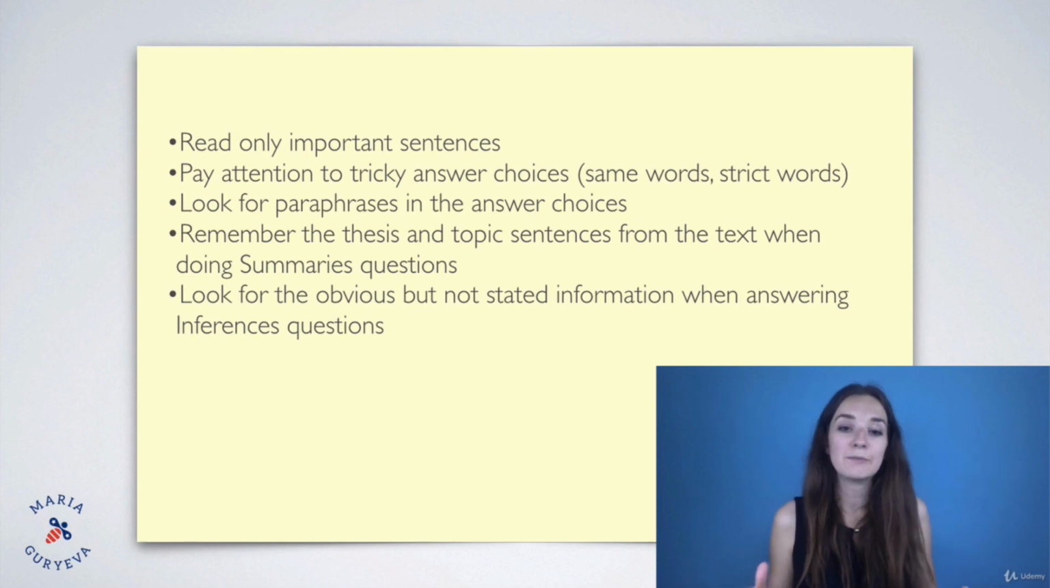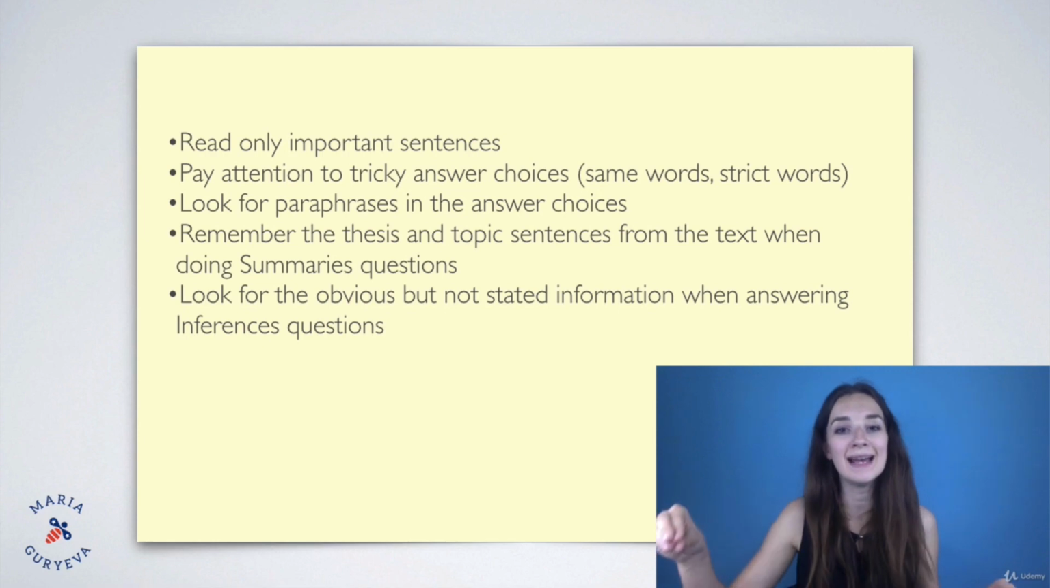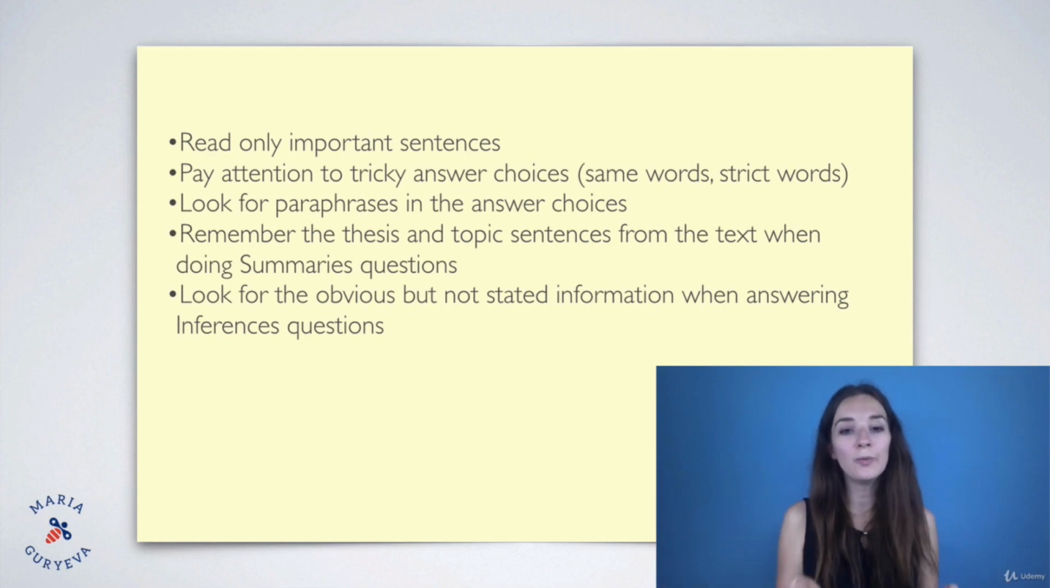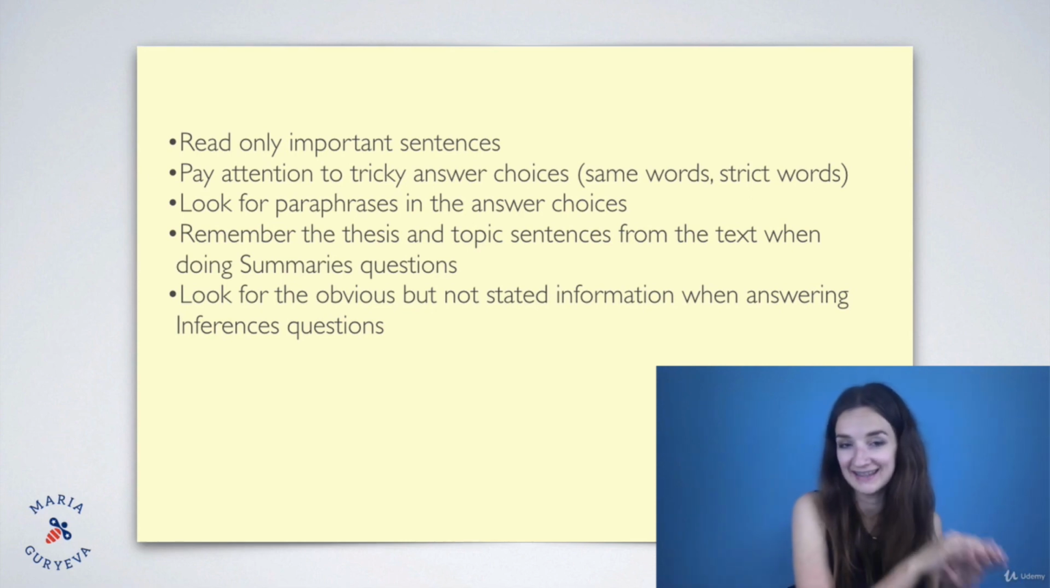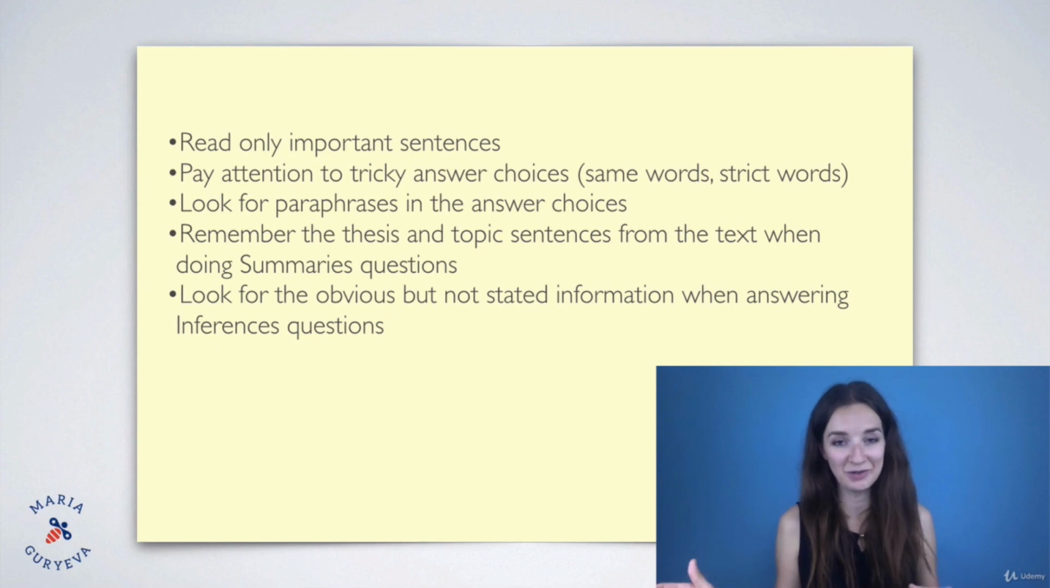Look for the obvious but not stated information when answering inference questions. So inferences are that kind of information that is not stated exactly, but it is obvious. So it's very easy for us to make that kind of conclusion. So you always look for conclusions. You don't look for the information that you already read in the text. You're trying to make the conclusions in order to answer the inference question.